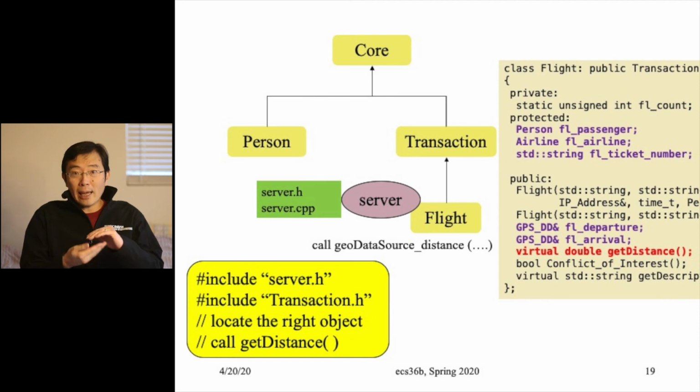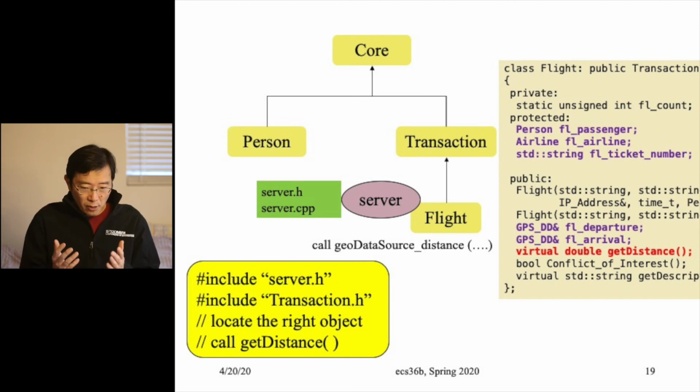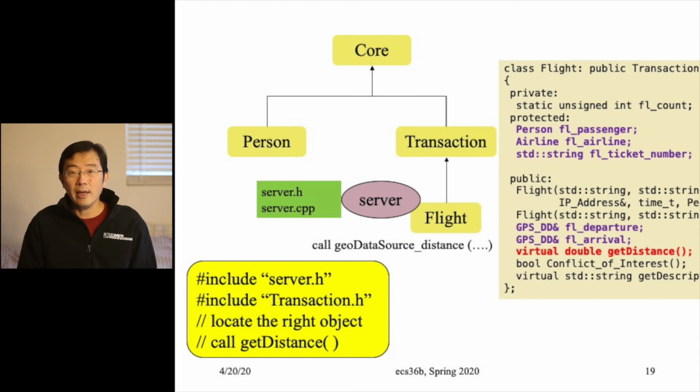Okay, so that's what I talk about. I let the RPC take care of the parameters, and then I basically just make sure that I find the right object for you to call. So on the server side, this picture is sufficient.